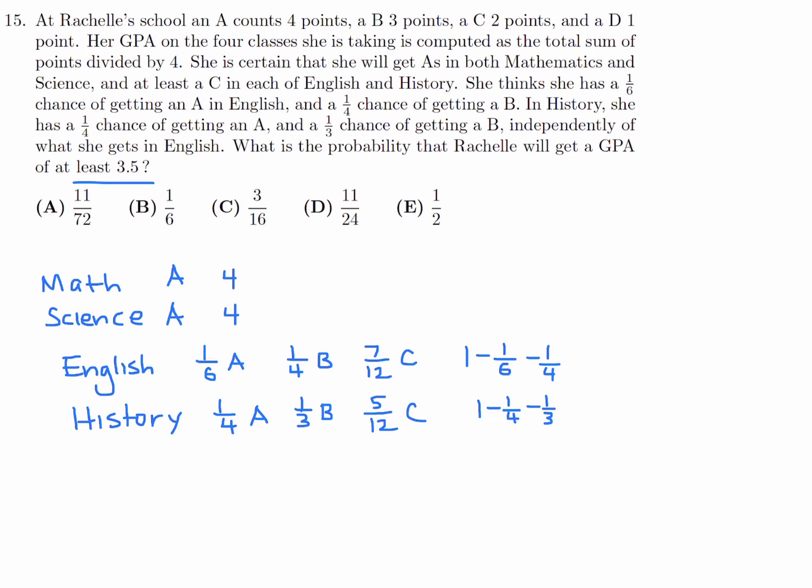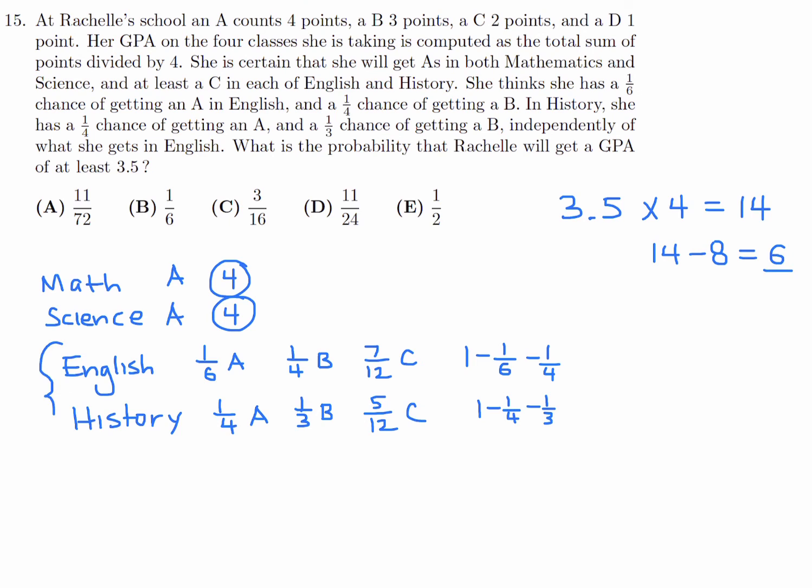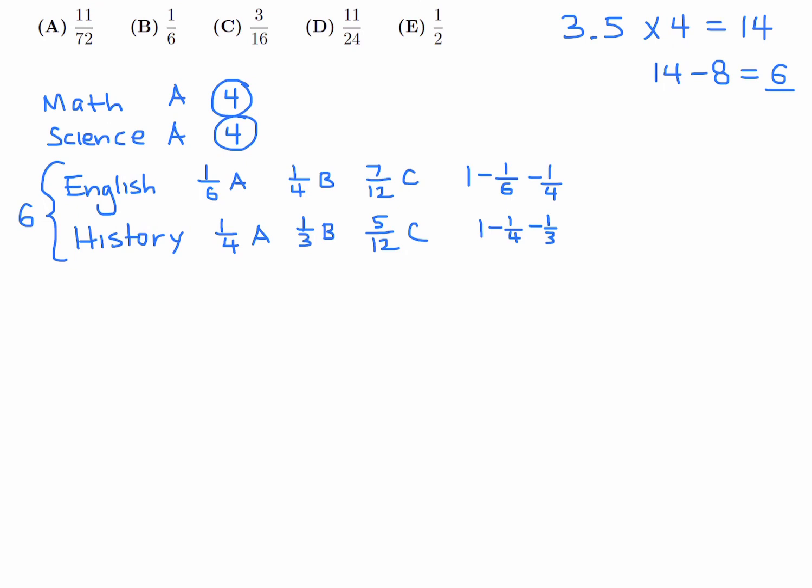Now we want a GPA of at least 3.5, so that means 3.5 times 4 courses is the total number of points, and that is 14. So total number of points is she has to get 14 points. Well, she's going to get 4 and 4 from math and science, so 14 minus those 8 means she's got to get at least 6 points from history and English combined. All right? Okay. So, what are the possible combinations she can get for English and history?